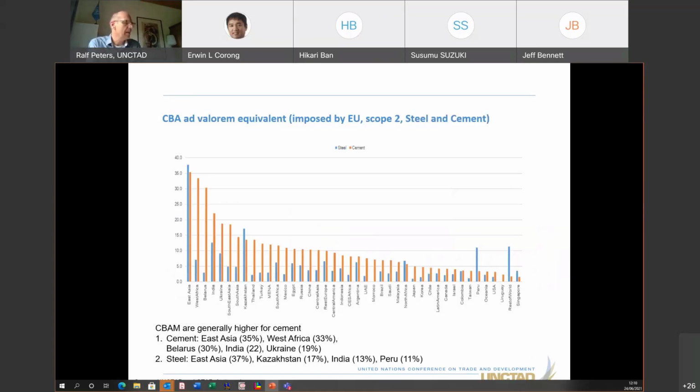Cement generally has higher AVEs, meaning there is more CO2 emissions embedded in it. Steel is also using, of course, CO2 emissions. They are highest in East Asia, Kazakhstan, India, and Peru. As you can see here, it varies not only by product, but also significantly by country.